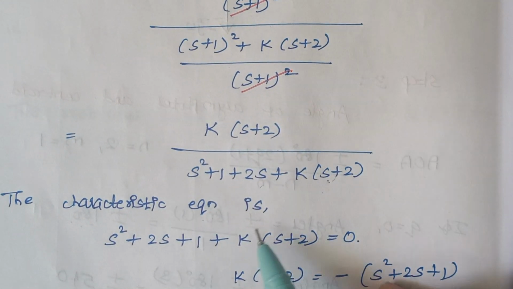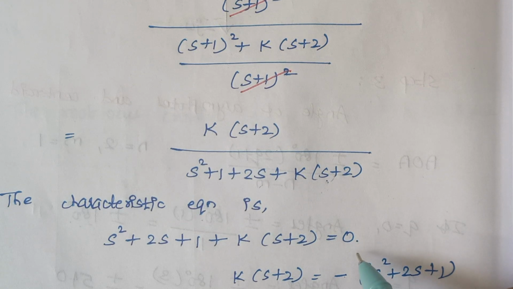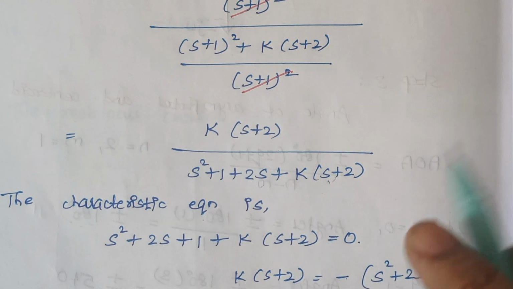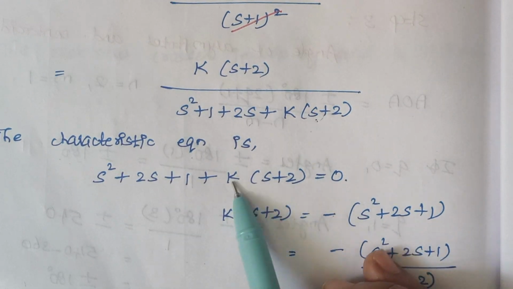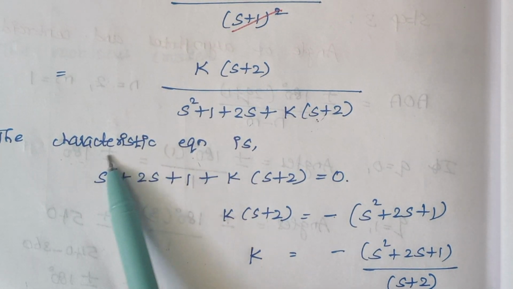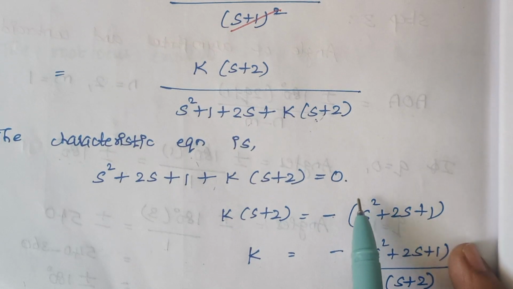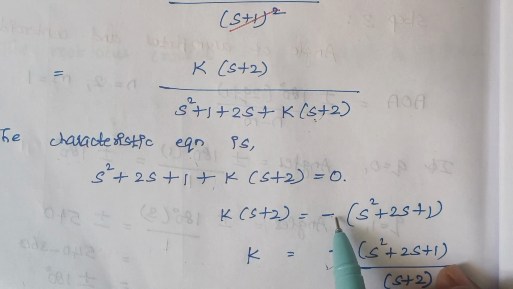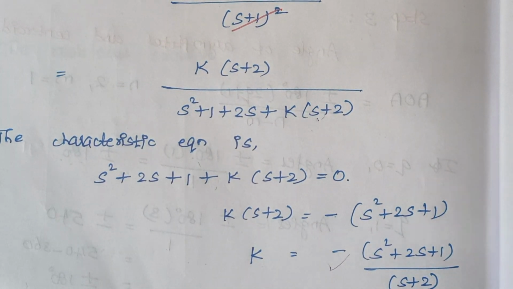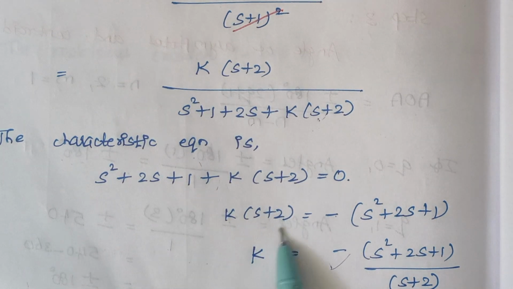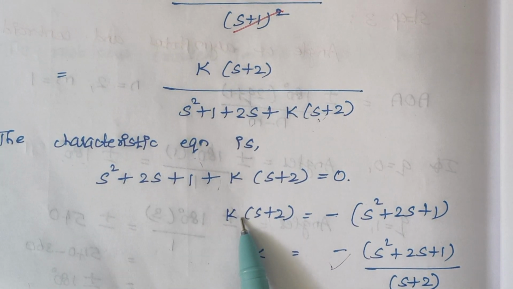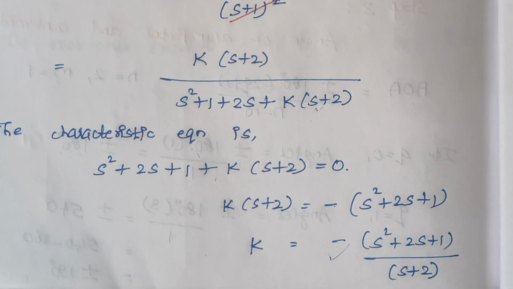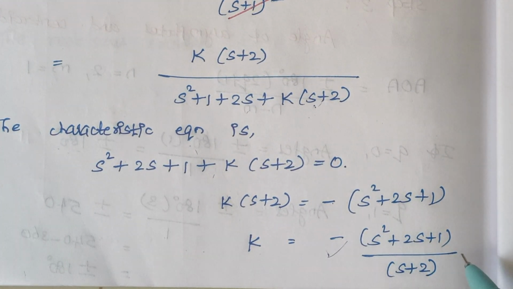So from this characteristic equation, we are finding an expression in terms of k. So how to find an expression? You see, we are keeping this term in the left hand side and we are moving all these terms to the right hand side. So here we are having a minus sign. And the next thing is, again, we are moving this s plus 2 to the right hand side part. So here it is in multiplication, so it comes as denominator side. So this is our expression for k, right?